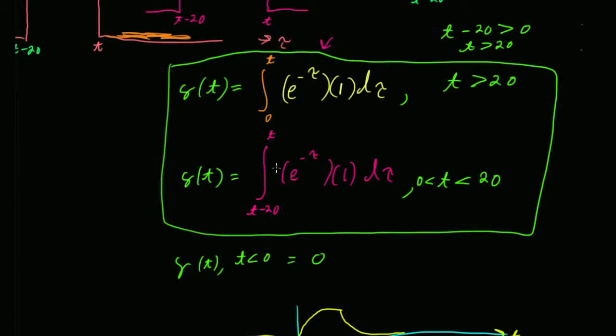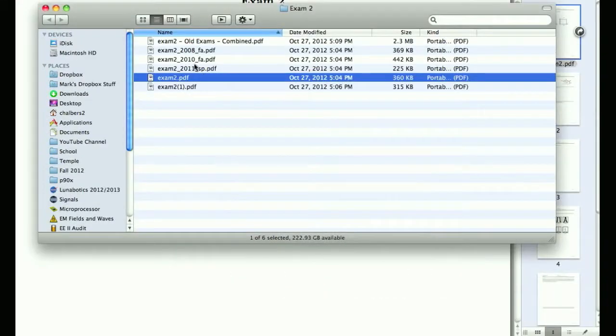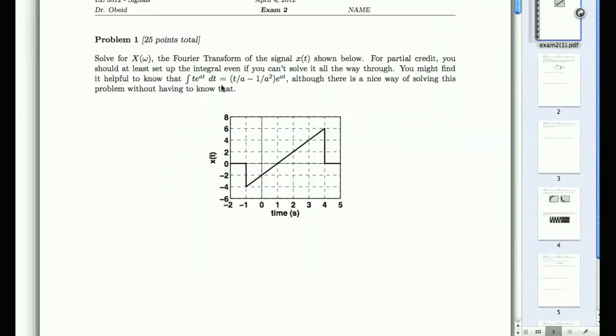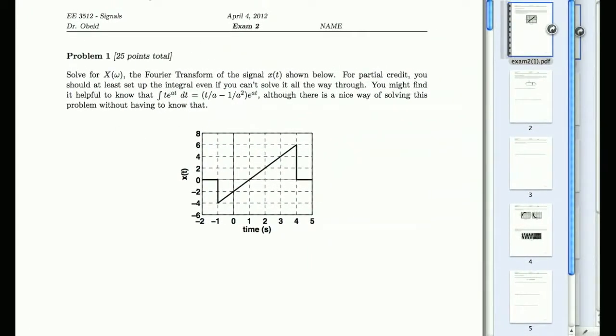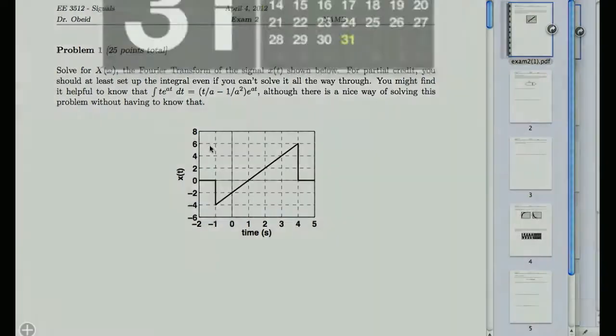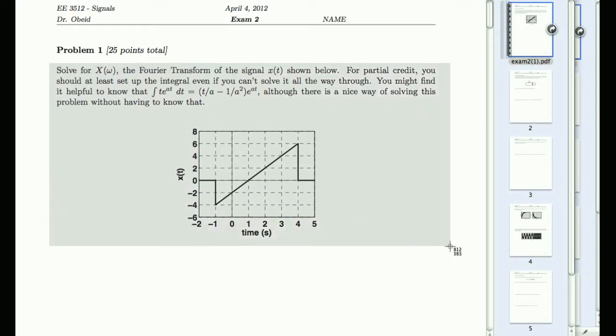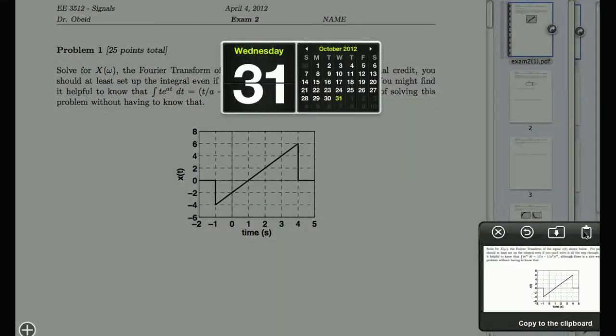So we have a request for spring 2012 problem 1. Yes, please. Okay, let me read this. Spring 2012 problem 1, solve for x of omega the Fourier transform of x of t shown below. For partial credit, you should at least set up the integral even if you can't solve it all the way through. Oh, I love this problem.